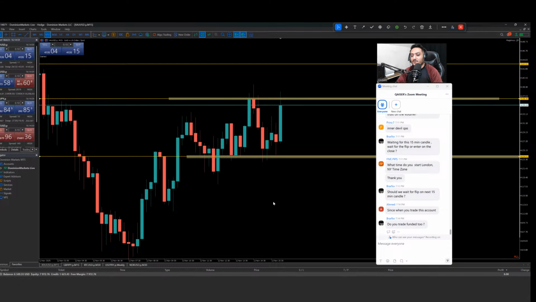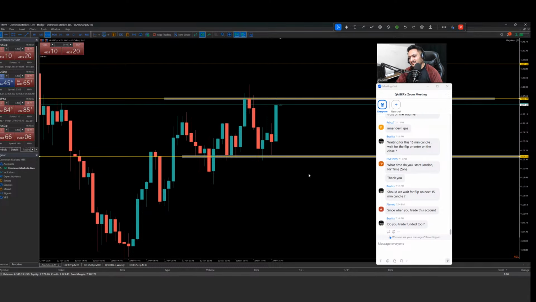Do you trade funded too? I was, but these days I'm not really active with funded accounts. It's been about 1 month and 5 days since I started trading this account, so up like 40%, I think. It could be 35 to 40% of a $5,000 account, making almost $2,000.